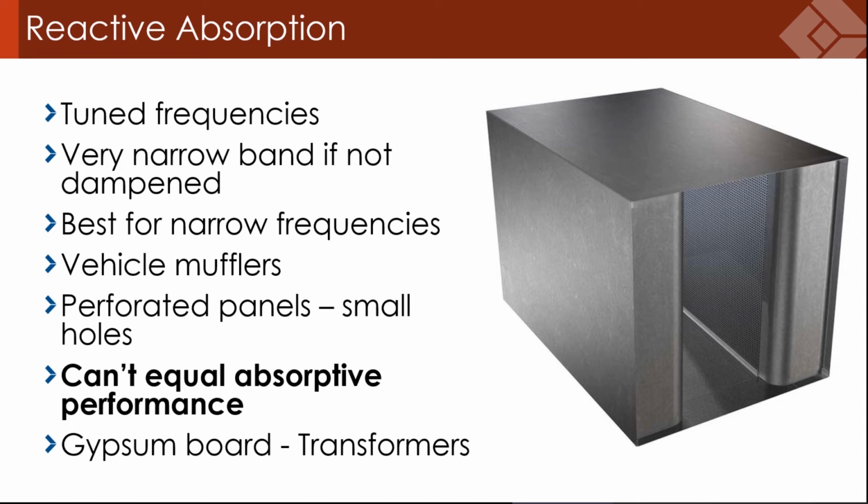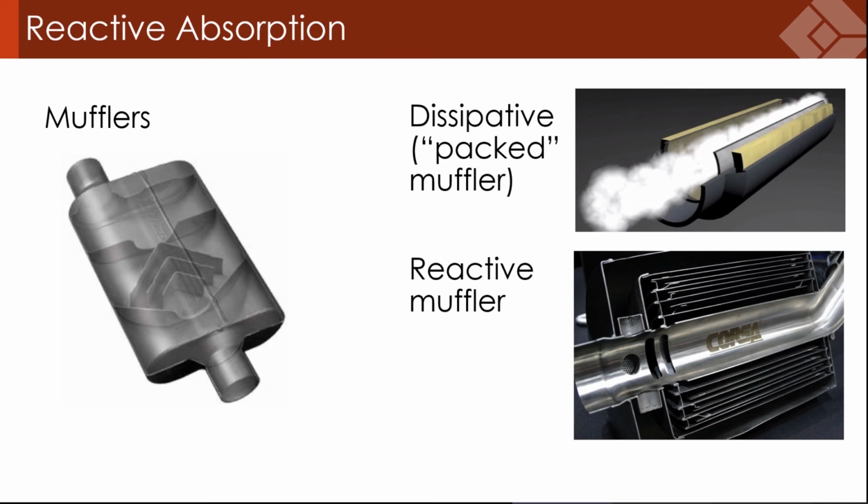One interesting example of a reactive silencer is gypsum board on 16 to 24-inch centers. It is a very good reactive absorber of transformer noise, because transformers generate 60 hertz electricity in the United States, and their peak frequency is twice that, so 120 hertz. And at that frequency, gypsum board is actually a very good reactive silencer for that noise. I jumped ahead of myself, but you see mufflers come in packed and dissipative type. One performs better, the other lasts longer.